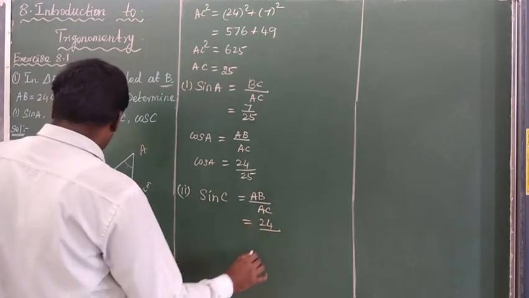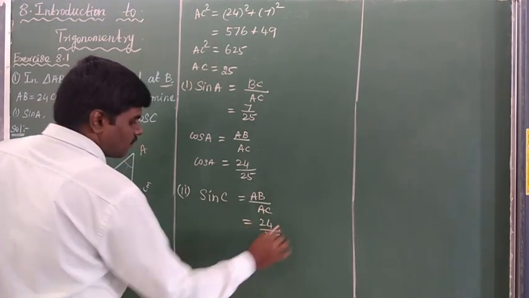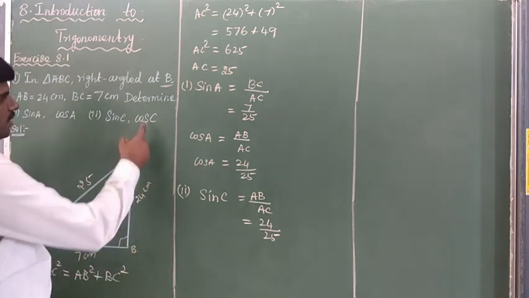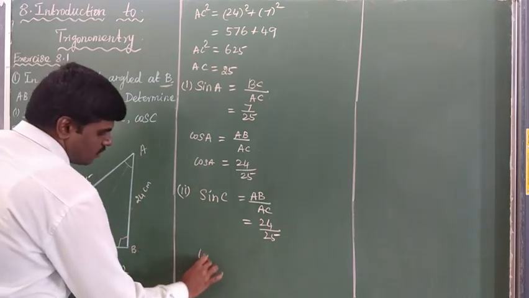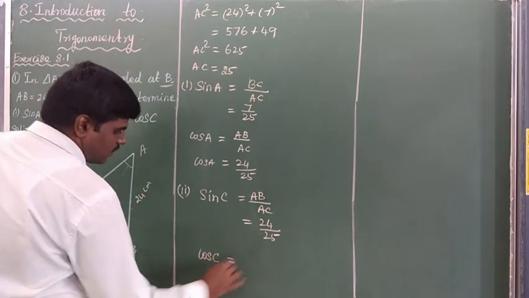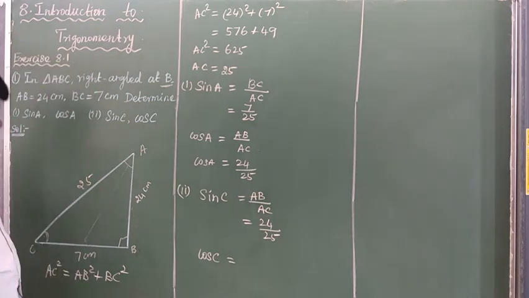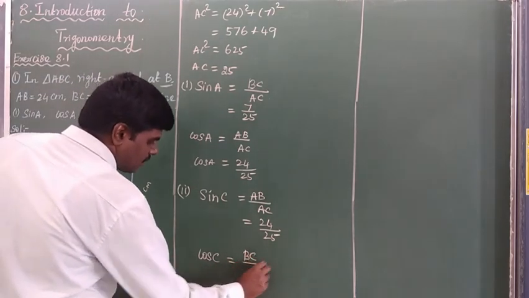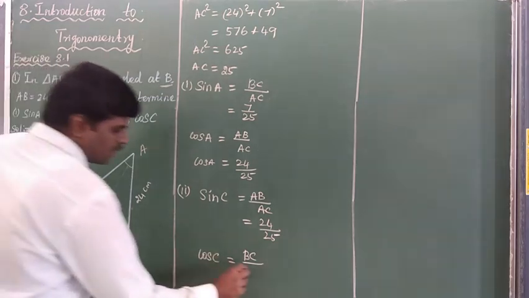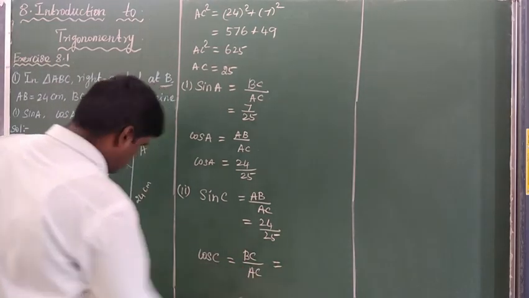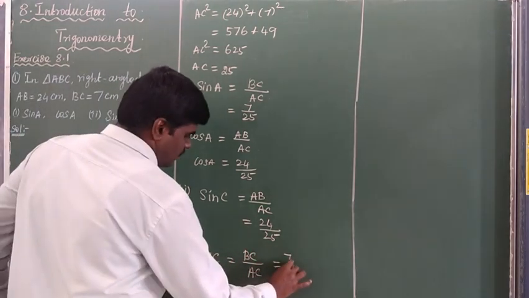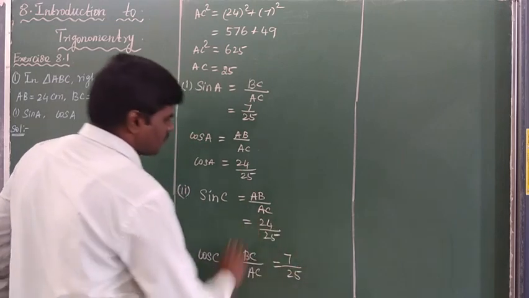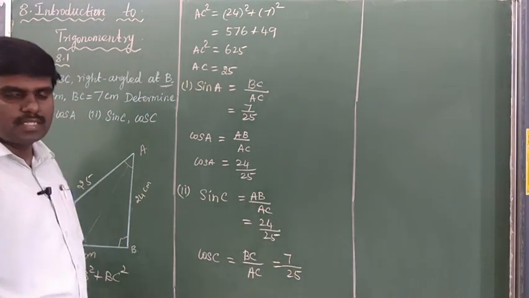by AC. AC is equal to 25. Next, I need cos C. So cos C is equal to, what's the value of cos C? Here C, that is the adjacent side by hypotenuse. What is the adjacent side? BC. That's the meaning of BC by hypotenuse AC. Okay, BC is equal to 7 by hypotenuse 25. This is the problem. It's clear.